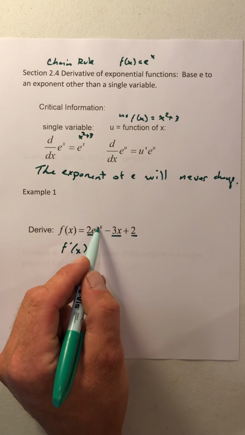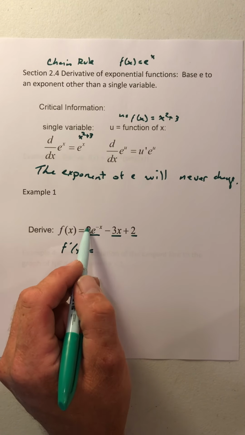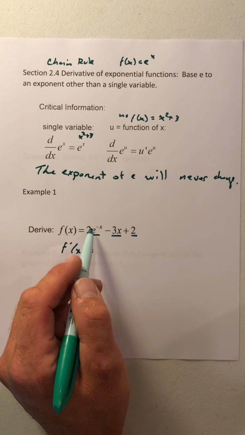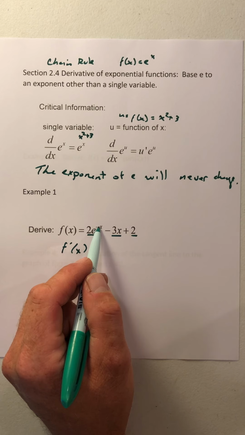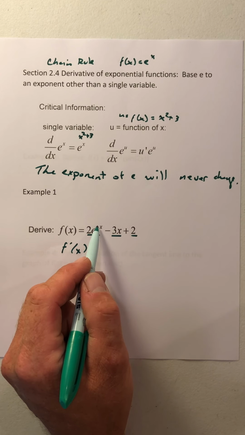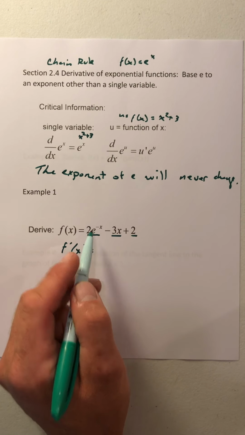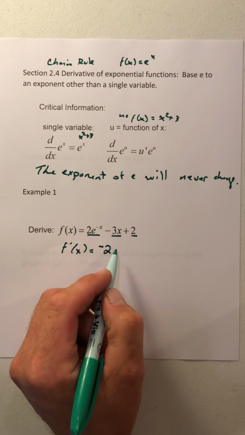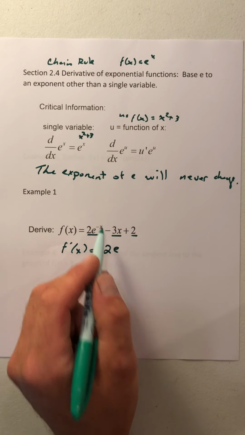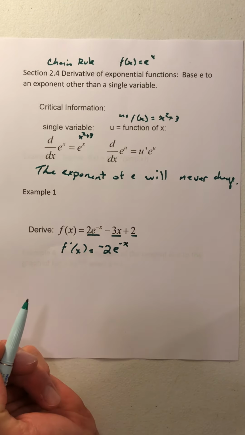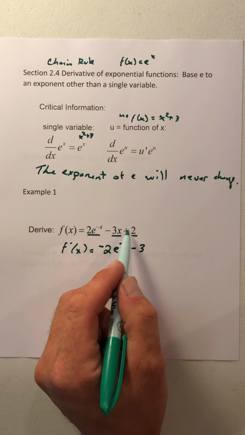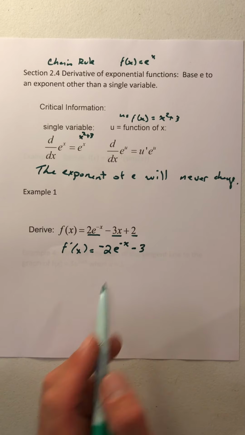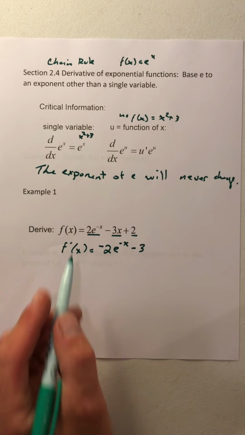So 2e to the negative x, we're going to take the derivative. 2 is just a constant coefficient, so we don't have to worry about a product rule in this case. For e to the negative x, the derivative of negative x is negative 1. We multiply that by our 2, and we end up with a negative 2. We multiply by e to that same exponent, e to the negative x. Derivative of negative 3x gives us negative 3. Derivative of 2 is 0. So that's going to be a good enough answer for us.